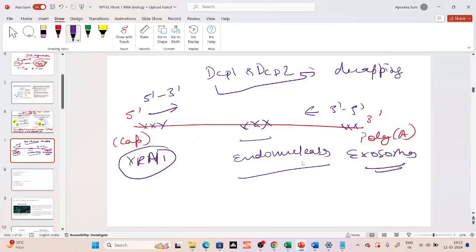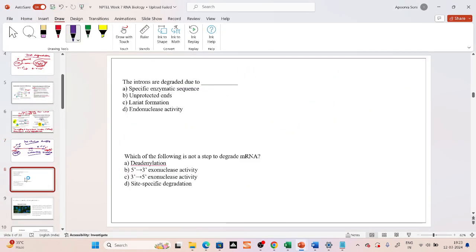Now, let's try to solve these two easy questions. First one is: the introns are degraded due to specific enzymatic sequence, unprotected ends, lariat formation, or endonuclease activity. So there can be more than one correct option. Either of them, if you choose, it is okay.